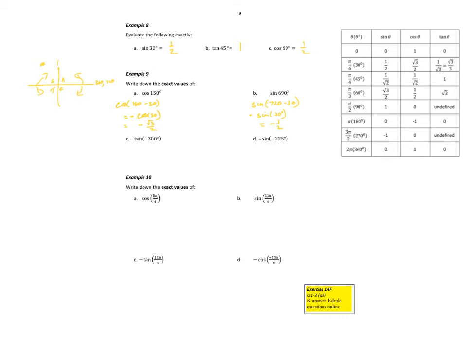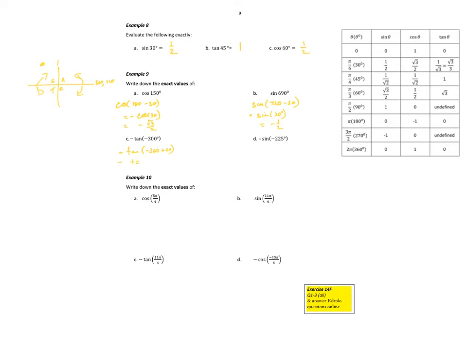Negative tan of negative 300. So what's that going to mean? We've got a negative out the front, tan of 300 degrees. Well, that's 360 minus 60. You could argue it's 270 plus 30, but 270 is from the vertical axis, okay? And in fact, let's think about the negative sign in there. It's the tan of negative 360 plus 60. But still, negative 360 just puts me on that horizontal axis at the starting point.